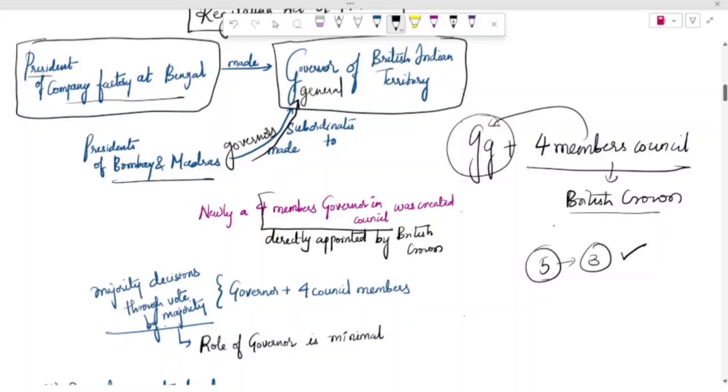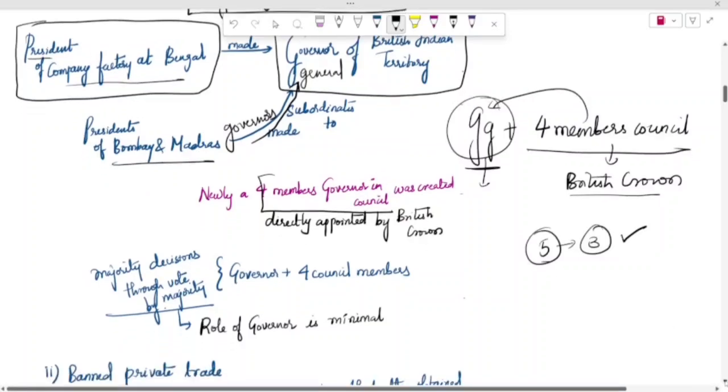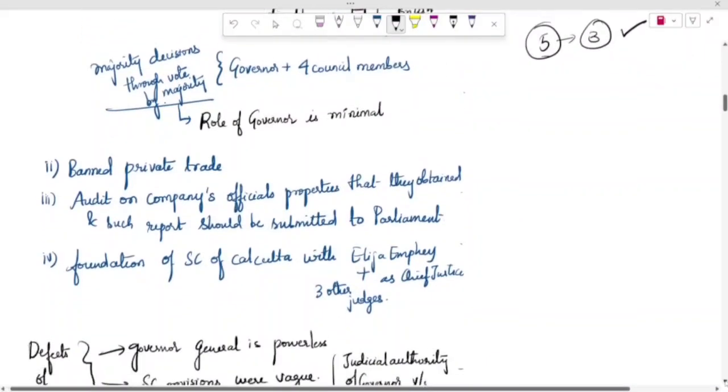It means they will be thinking about the treasury. They will be thinking about themselves or about the Crown getting rich. So they will be doing favors to the Crown, not to the company. At this point, the Governor General, who is a member of the company, will be undermined. His role will be undermined here. So this is one of the defects of the 1773 Regulating Act.